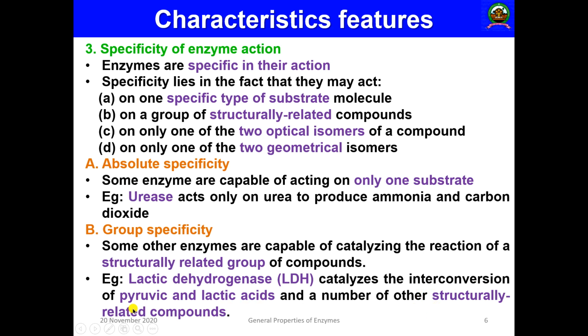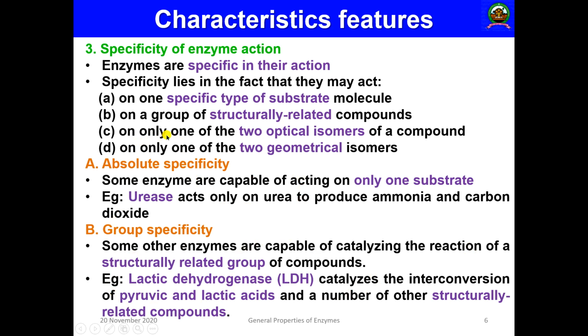So lactate dehydrogenase generally catalyzes the conversion of pyruvic acid to lactic acid, but unlike urease, it does not act only on pyruvic acid and lactic acid; it acts on similar structurally related components. This enzyme will be acting on this kind of components. So that is group specificity.